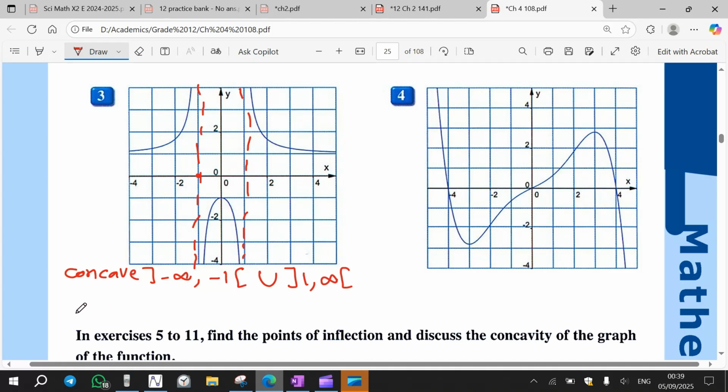Now concave is complete. Convex is between these two vertical asymptotes. So convex is from -1 until 1.